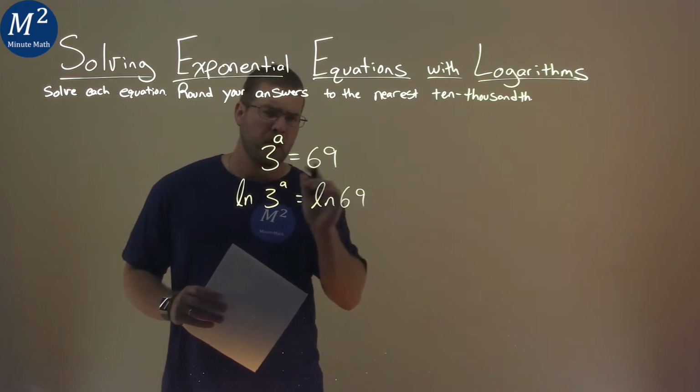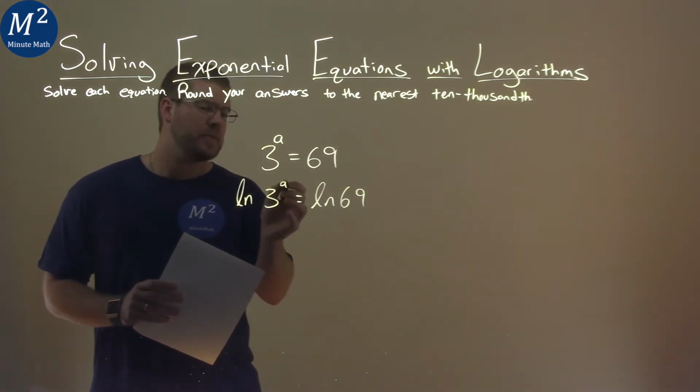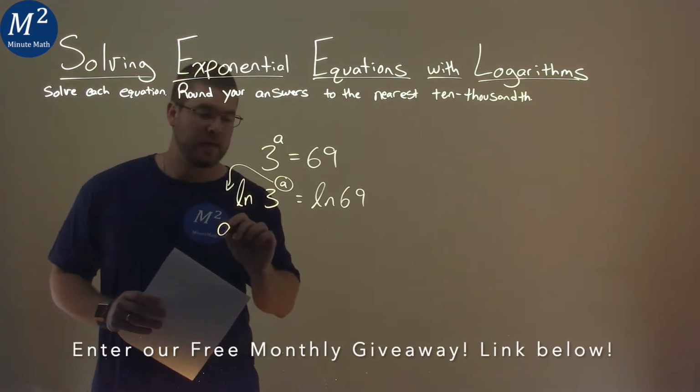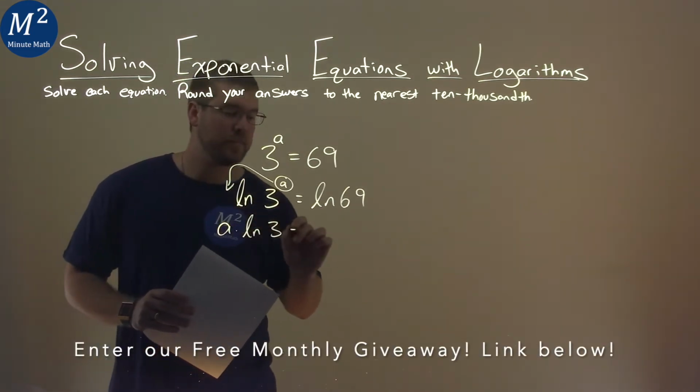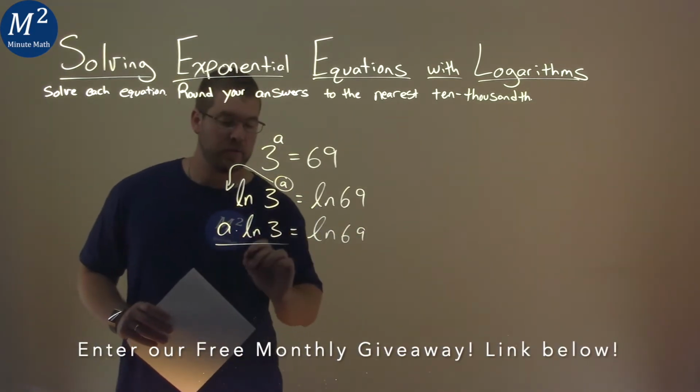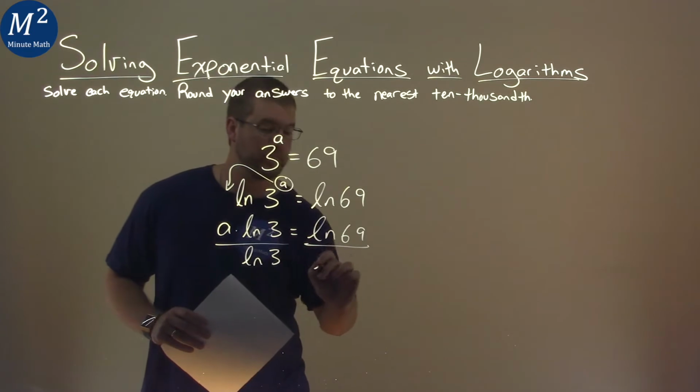This allows us now to take this exponent of a and bring it out front. That gives us a times natural log of 3, which is equal to natural log of 69. From there, divide both sides by natural log of 3.